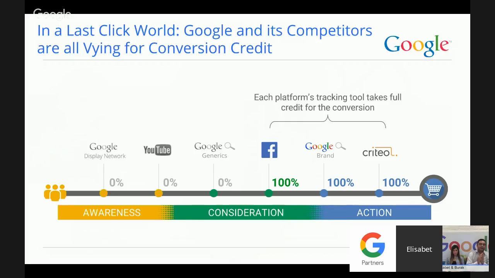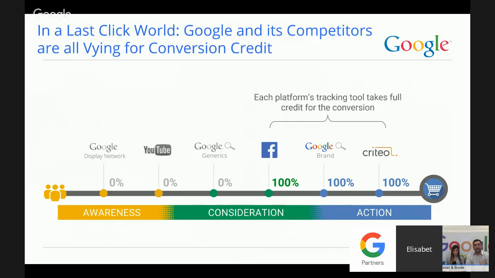What happens if you look at Facebook user interface? You will see one conversion for that action. If you look at Google AdWords, you will see one conversion again for this action. And if you look at Criteo user interface, you will again see one conversion for that action. When you add it up, it makes 3 conversions. However, there is only one conversion.